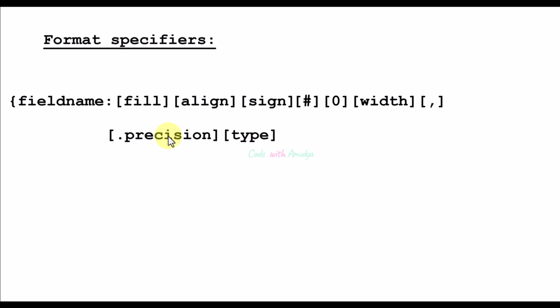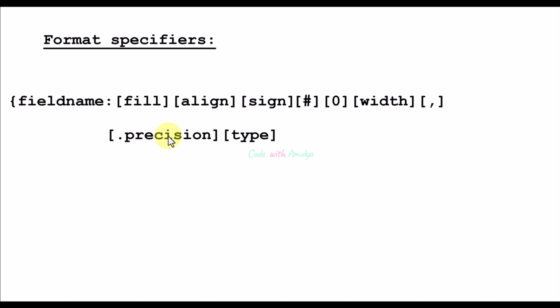In the previous tutorial, we saw how to format strings using f-strings and the format method, and format specifiers are one of the most important parts of string formatting. Format specifiers let you control how values are displayed. So today in this tutorial, we'll talk about format specifiers.